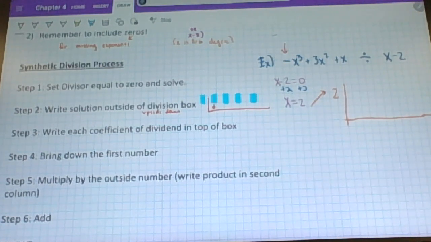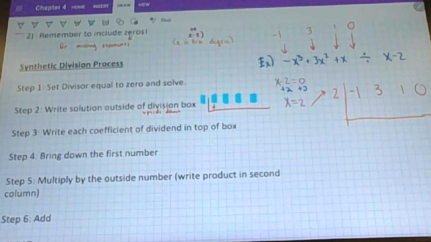So let's see here. I have a -1. I have a 3. I have the invisible 1. And I'm also going to put a 0 in for the constant. There's no number at the end, so I'm putting a 0 in as if it was plus 0. So it's -1, 3, 1, 0. Those are the coefficients.